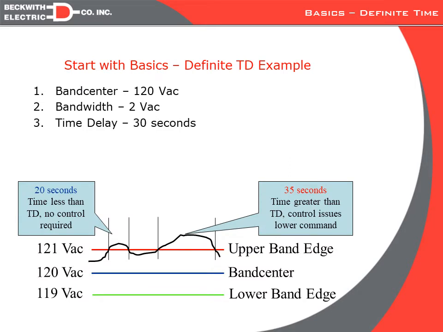So let's look first at the definite time. In this case, if the voltage is up, it goes back into band prior to the 30 seconds, we're not going to take the tap. Now, after a while, it goes out of band again, and in this case, if we stay out of band for greater than 30 seconds, we will take the tap and we will start to lower the voltage. So with definite time delay, the way this is going to work is we need to be out of band for more than the time set before we attempt our first operation.